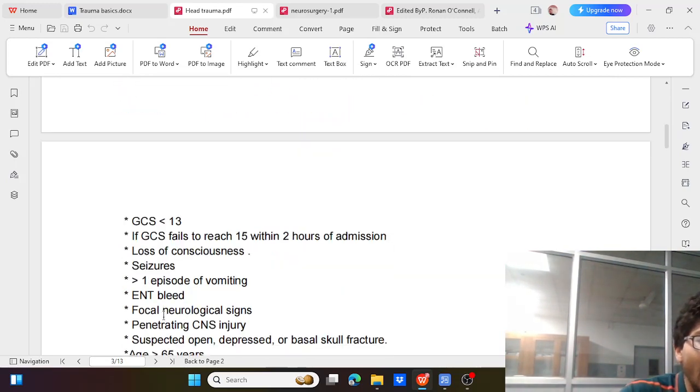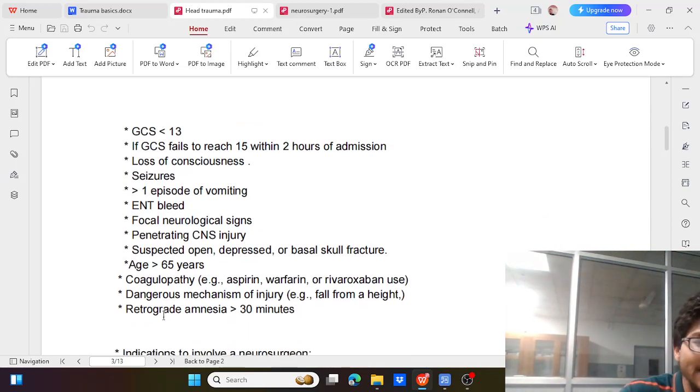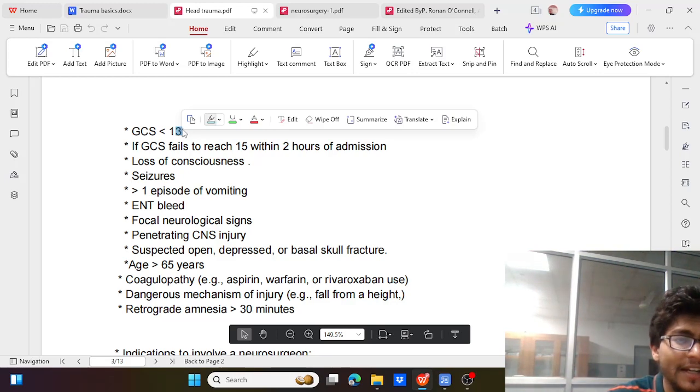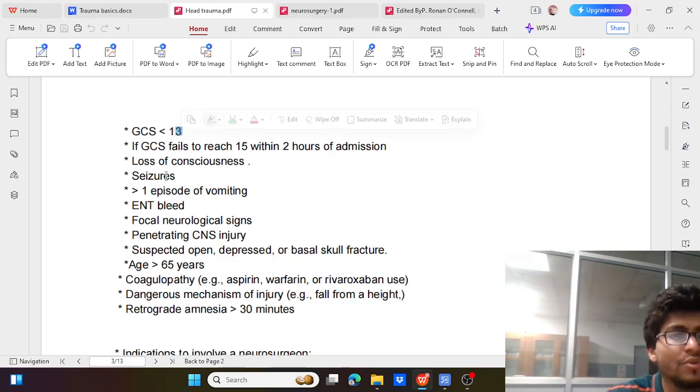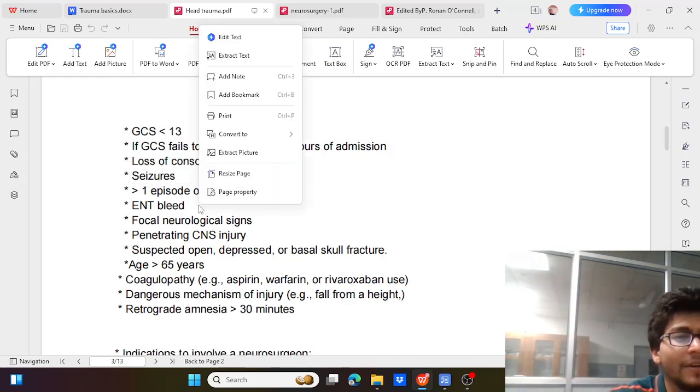And when do we go for investigation, that is CT scan. So here are the indications, which are very important and commonly asked. If the GCS is less than 13, that is one indication. If GCS fails to reach 15 within 2 hours of admission to the hospital, if the patient has loss of consciousness, बेहोश है patient, seizure है, झटका आ रहा है, fit आ रहा है, okay.